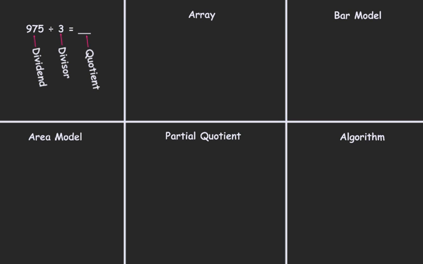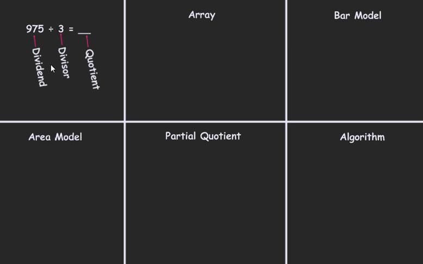Hey guys, today we're going to be talking about all the ways that we have gone over so far to solve a division problem. Now, we are going to solve 975 divided by 3, and we are going to use all of the different ways that we have learned so far. And we'll go over those so that you know today what to look for.